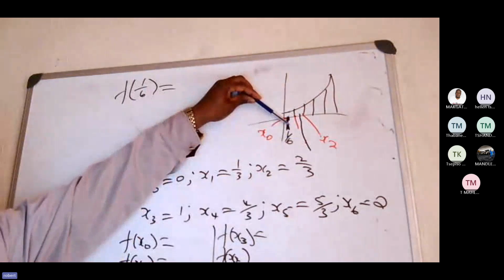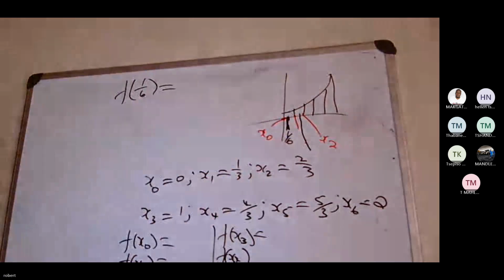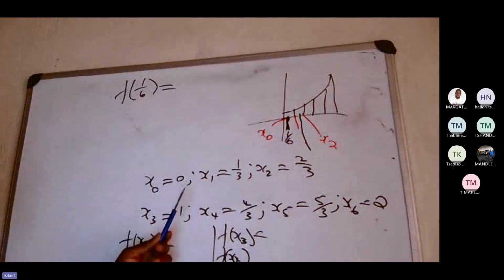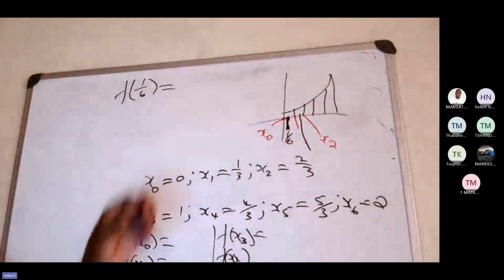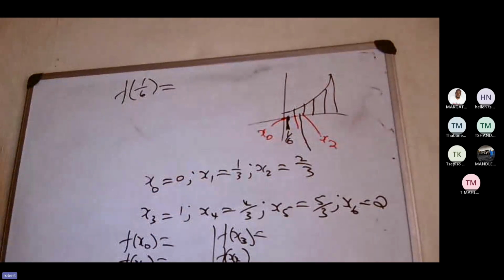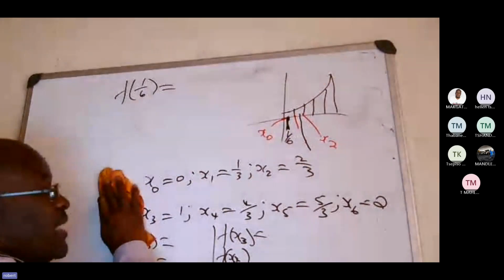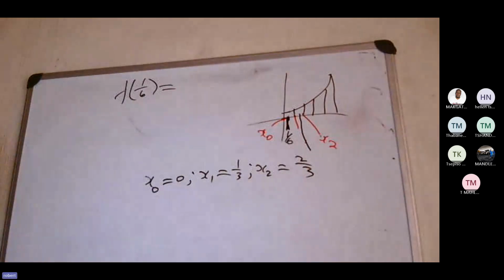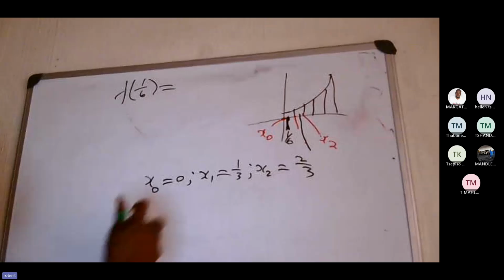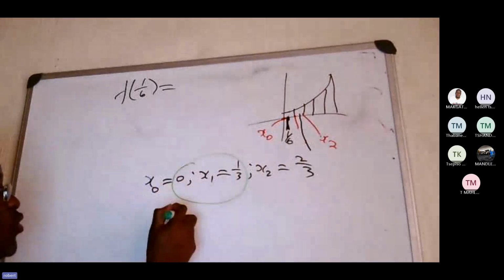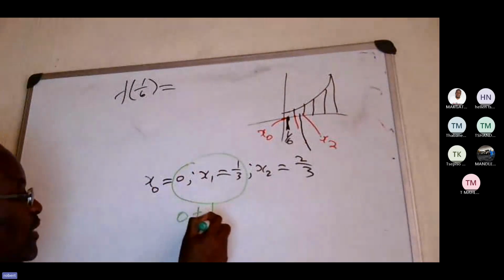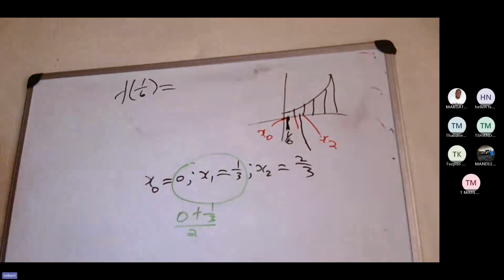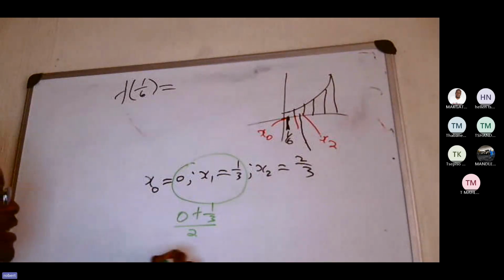going forward? You're just simply going to add 1 over 3. Let us just pause here and try to understand it. Here you are using the midpoint of this, which will be 0 plus 1 over 3 divided by 2, which is 1 over 6.